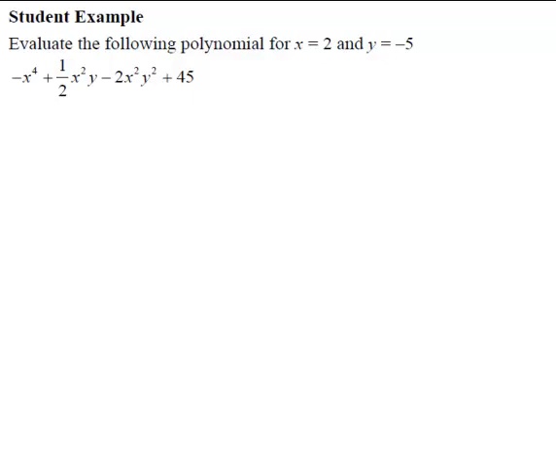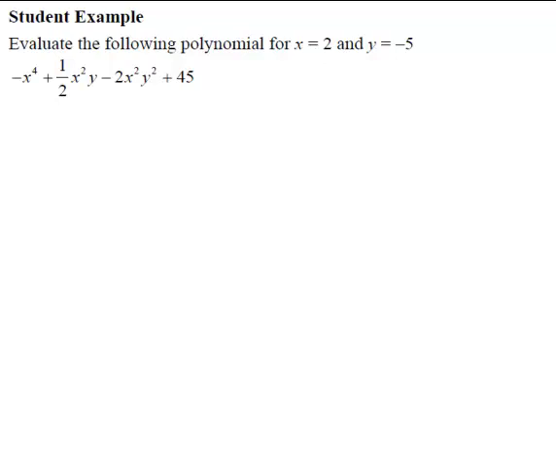Unit 2, Lesson 3, Student Example Number 1. Evaluate the following polynomial for x equals 2 and y equals -5. So wherever we see an x in this expression, we will substitute 2. Wherever we see a y, we will substitute -5.